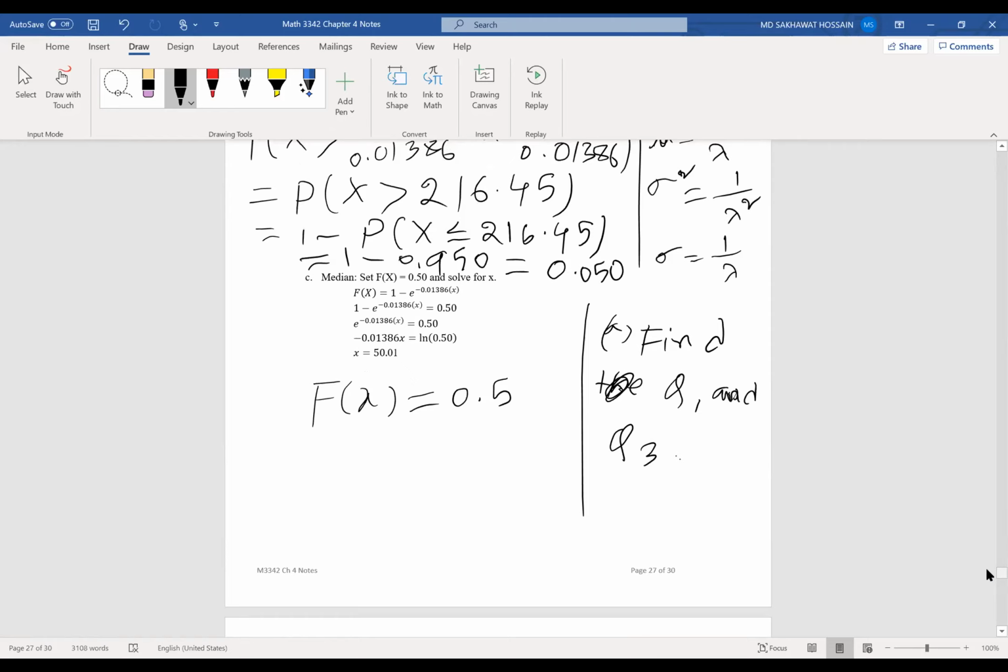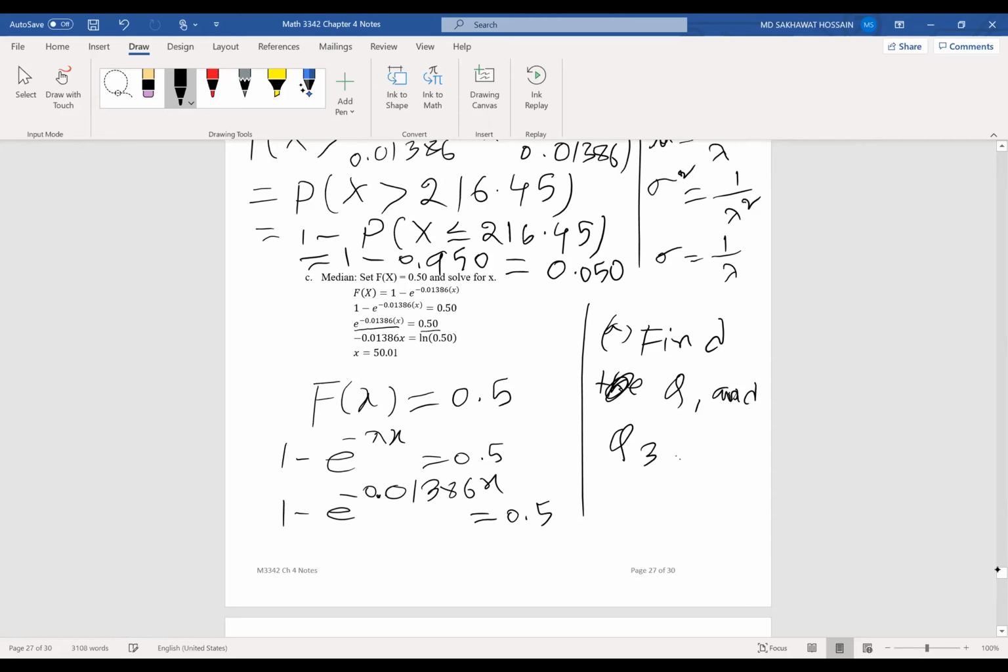So we have to find the median. F of x is equal to 0.5. Now we have to find the value of x. We know the CDF function, which is 1 minus e to the power minus lambda x, equal to 0.5. So this is 1 minus e to the power minus 0.01386 x equal to 0.5. Now you need to simplify this for x.